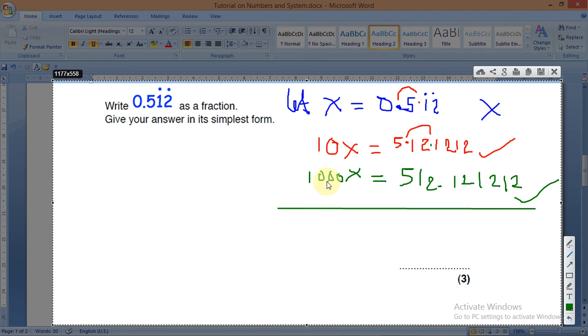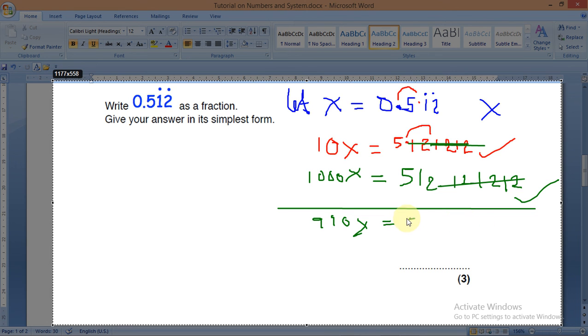So go ahead with your calculator now. 1000 take away 10, 1000 minus 10. So that is 990. So this one here is 990x. 990x equals to, don't forget that the decimal part will terminate. So sorry, we cancel out. So I can cancel out this one. This decimal from here is from here. So cancel out now. So I have 512 take away 5. So 512 take away 5, that is 507.